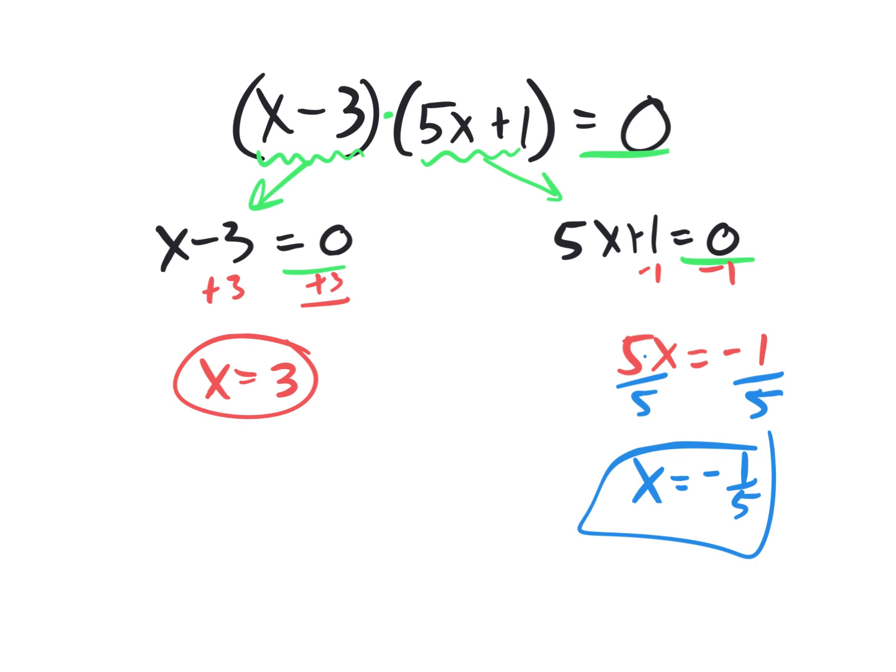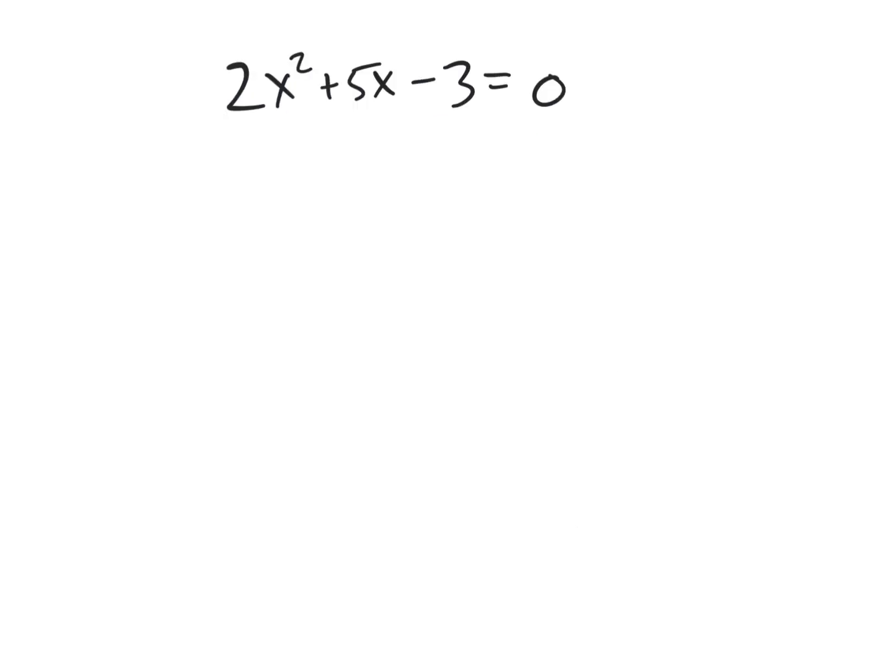So again, we factor to be able to get it to look like this, so we could have something times something equaling 0, so we could split them and set them each equal to 0, so we could solve them nice and easy. So here's an equation, a quadratic trinomial equation, where the a value's not 1.